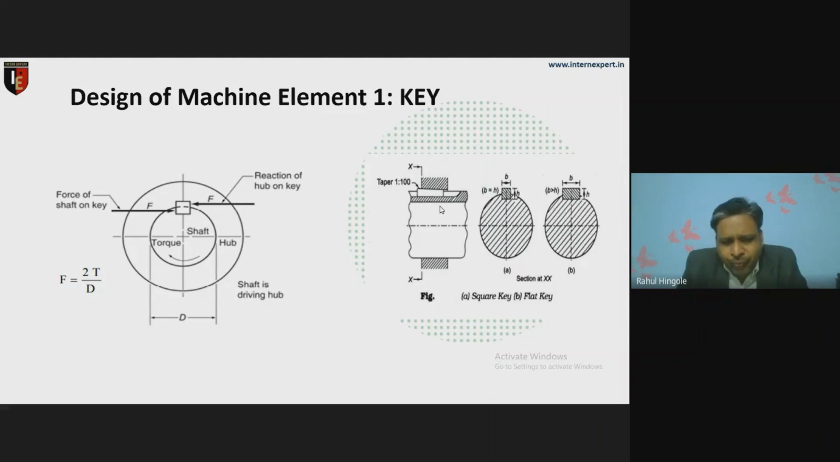Normally, when it transmits the torque, everyone knows the torque equals the force into the perpendicular distance. Therefore, to find out the value of this force F, F can be written as 2T, that is 2 into torque T, divided by capital D.